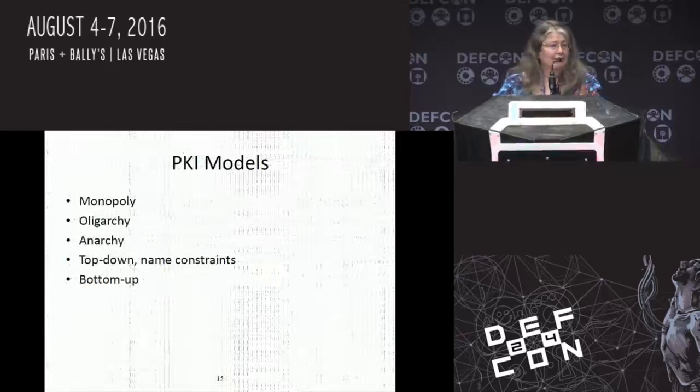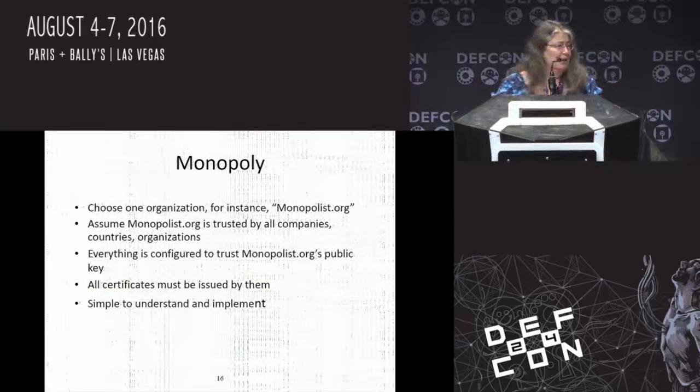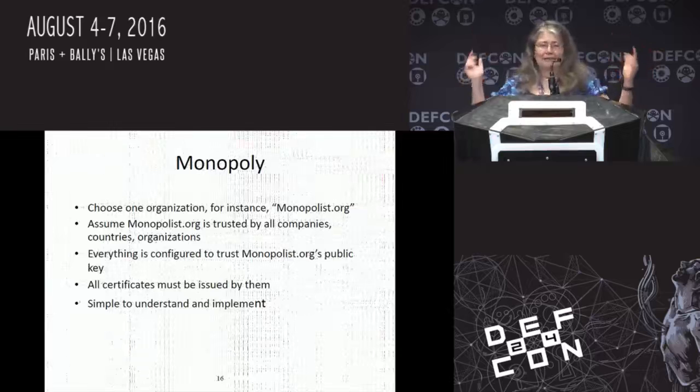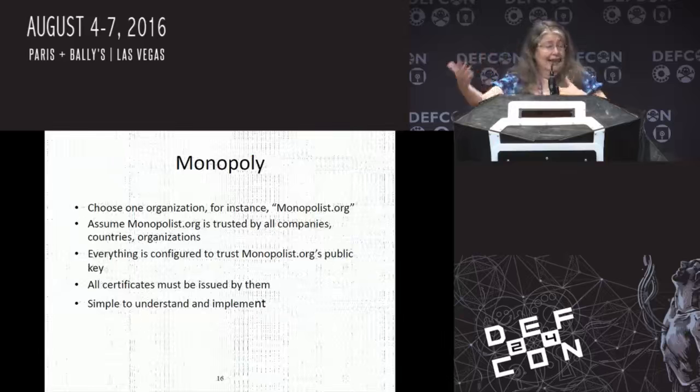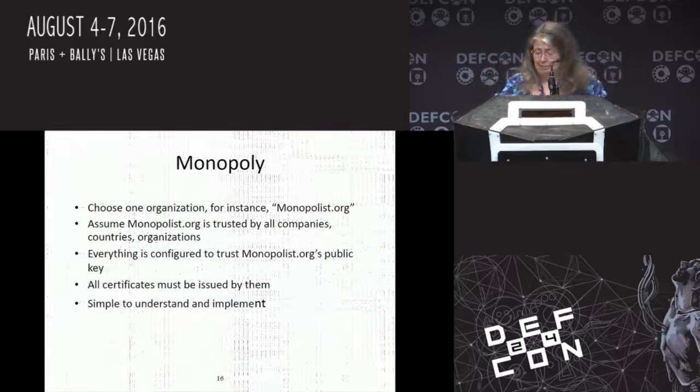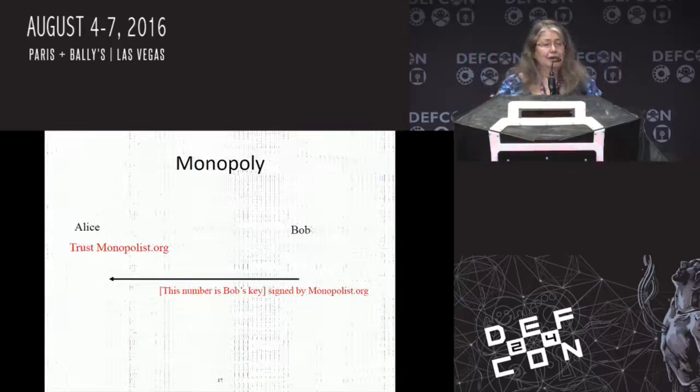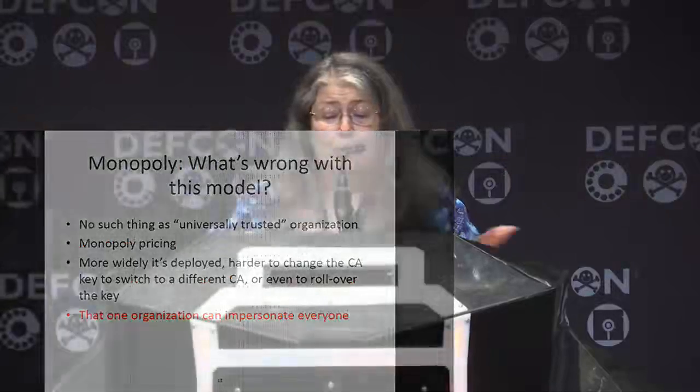I've given these various models sort of cute names. The first model I'll talk about I called the monopoly model, where you choose one organization universally beloved and trusted by absolutely everybody. You embed their public key in absolutely everything. Everybody has to get certificates from them, and it's nice and simple. Alice is configured to trust monopolist.org's public key. Bob sends a certificate signed by monopolist.org, and everything's fine. But what's wrong with it?